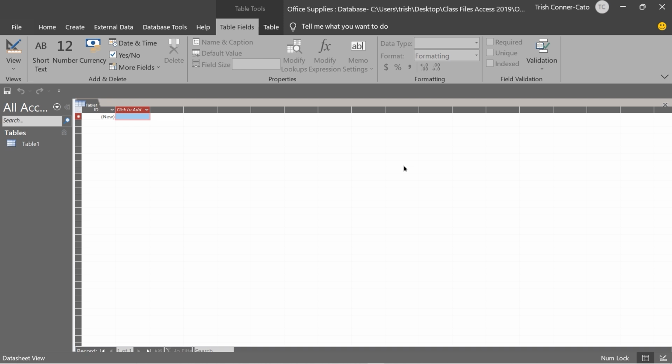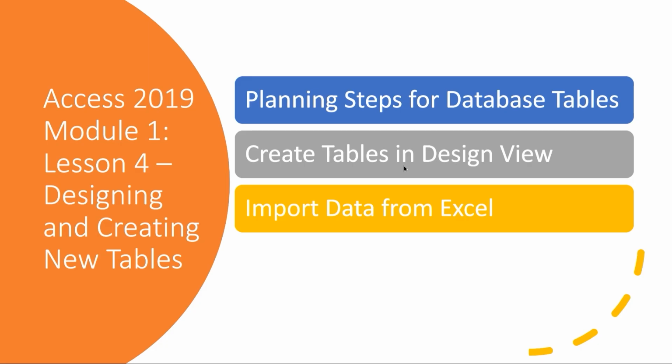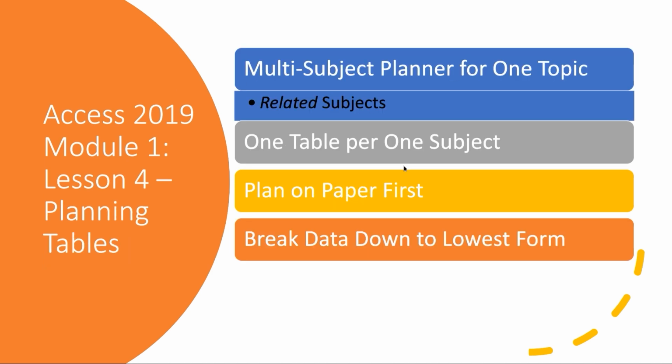Database tables require a separate planning process, which we're going to review right now. So we'll go over the planning steps for the tables, create the tables in Design View, and then you'll learn how to import data into the tables from Excel. Think of your database tables as a multi-subject planner for one topic. In our case, we're creating an office supplies database, so that's our topic. And in the planner, you have related subjects, which are your tables. You use one table per one subject.